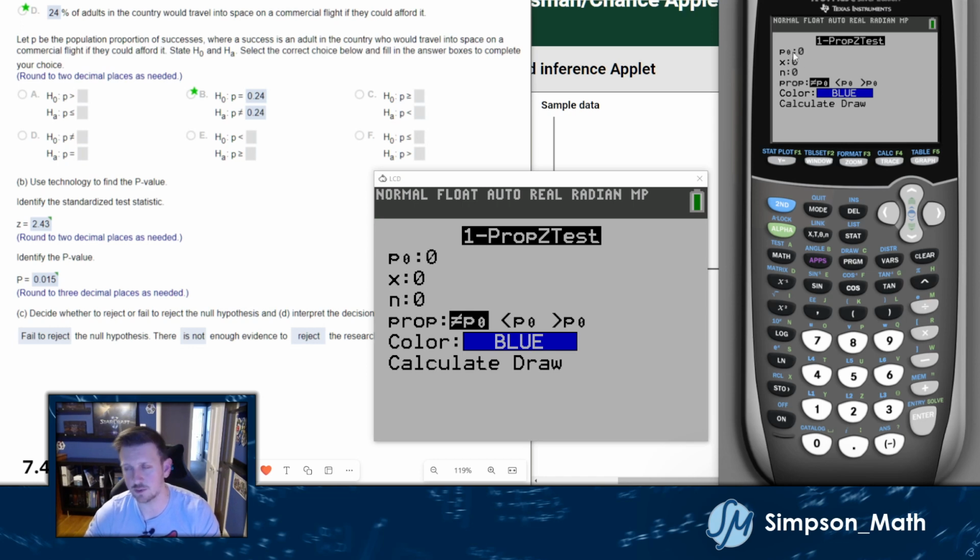So the p null is what would be on the right hand side. So that's that hypothesized value. So this first one is 0.24. So I'm going to say 0.24. X is my number of successes.